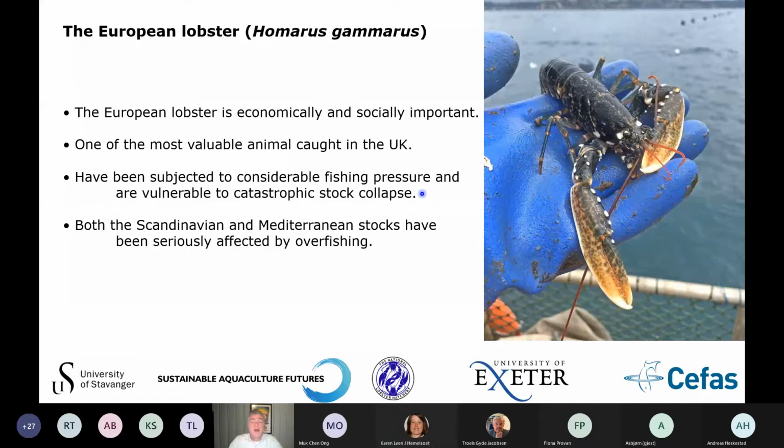But because of their high value, there has been an enormous amount of fishing pressure. In the UK, for example, Scotland is at the borderline of sustainability of catching lobster. Because of this massive overfishing in several places, including Scandinavia, but also the Mediterranean, populations of lobsters have been seriously affected by overfishing.